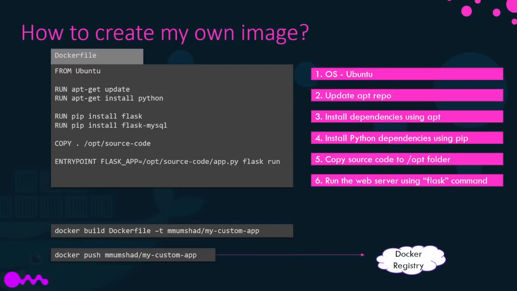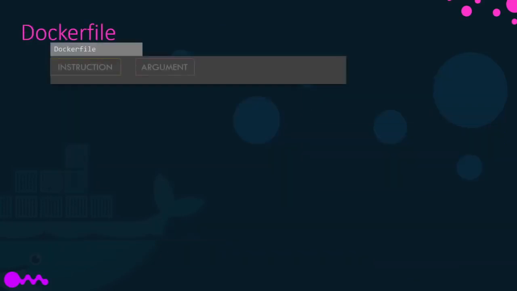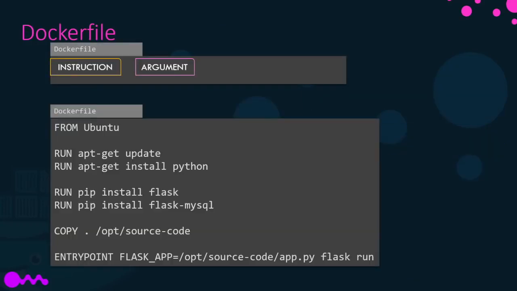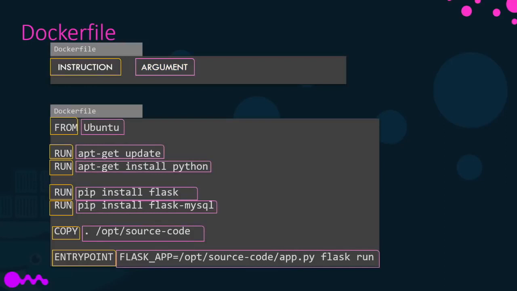Now let's take a closer look at that Docker file. Docker file is a text file written in a specific format that Docker can understand. It's in an instruction and arguments format. For example, in this Docker file, everything on the left in caps is an instruction. In this case, from, run, copy, and entry point are all instructions. Each of these instruct Docker to perform a specific action while creating the image. Everything on the right is an argument to those instructions.